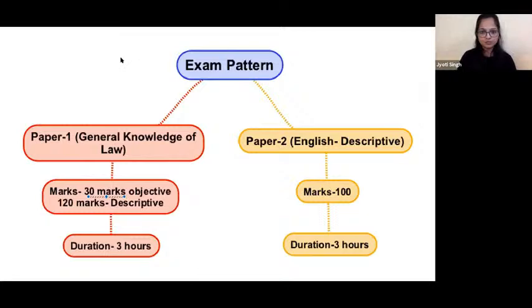Moving on to paper two. Paper two of the exam would test your descriptive skills as far as English is concerned. So this would be a 100 marks paper. The syllabus in detail would again be discussed by Sheva. But for now, you just need to know that it's a descriptive exam that is going to test your precis writing, your reading comprehension, then your ability to write an essay. And it would also be testing your ability to draft business or office correspondence.